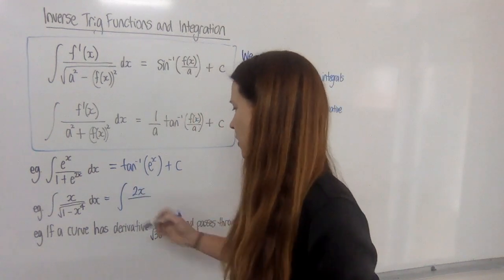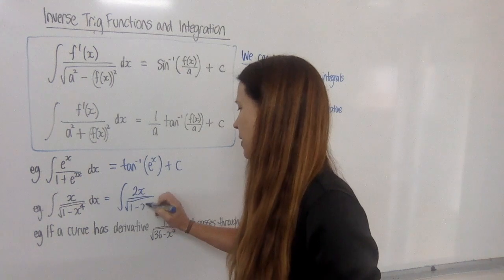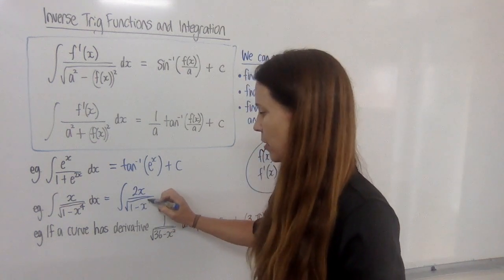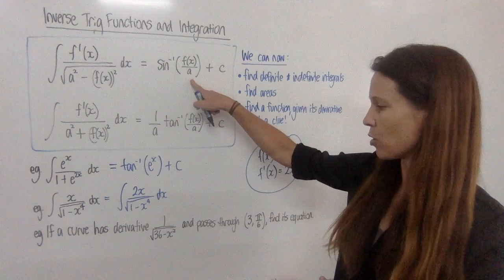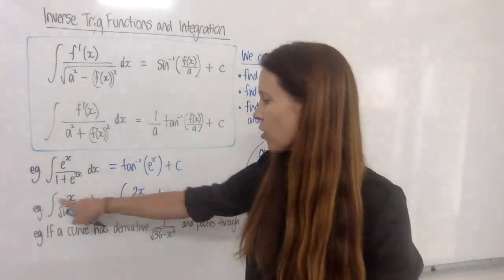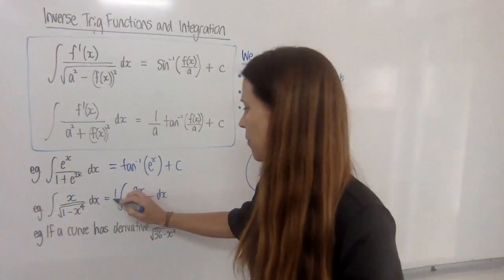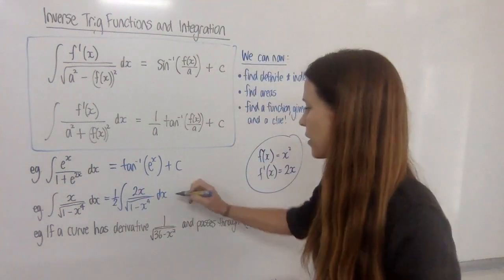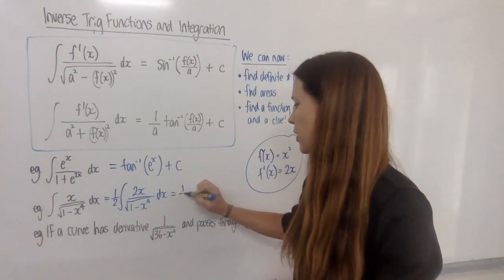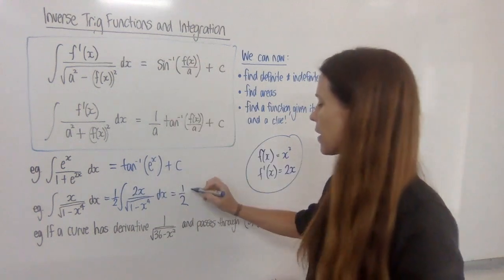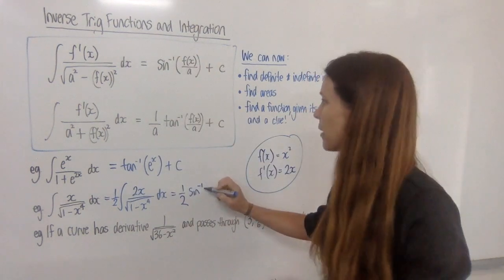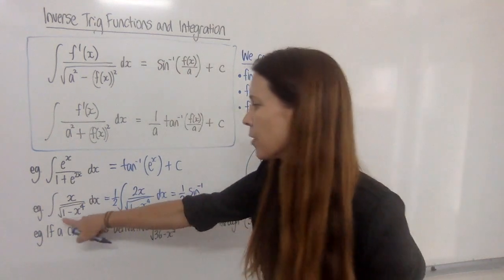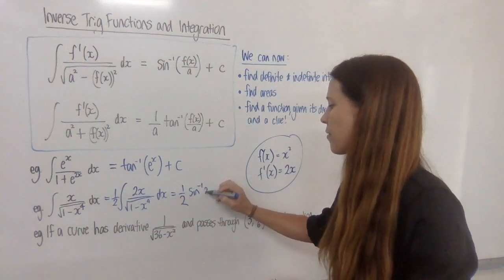If I had 2x on the top and 1 minus x squared squared, which I've got x to the 4 there, then I know exactly what to do. But I don't have a 2. I've gone and multiplied by 2. I can make up for that by putting a half out the front. So then my half comes along for the right, and now I can say I've got the inverse sine of my function of x, which is x squared, over a, where a is 1, so I just have x squared in there, plus c.